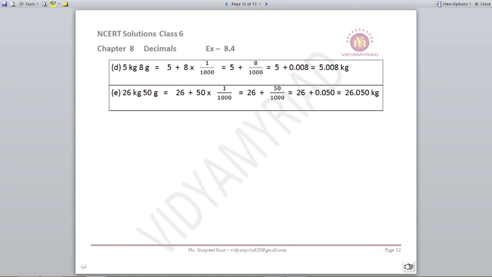D part, 5 kgs, 8 grams. 5 will remain as 5, 8 will be 8 upon 1000, which is 5 plus 0.008. Answer is 5.008 kgs. Last, 26 kgs, 50 grams. 26 will remain as 26. 50 into 1 upon 1000, which becomes 26 plus 0.050, which is equal to 26.050 kgs.